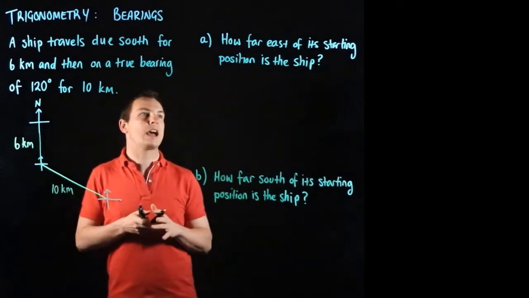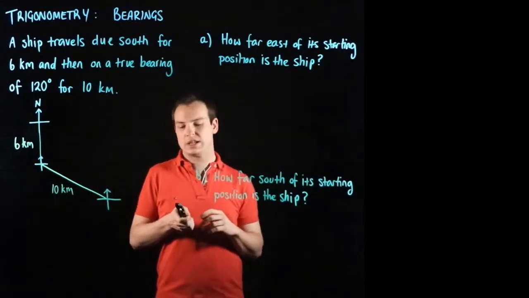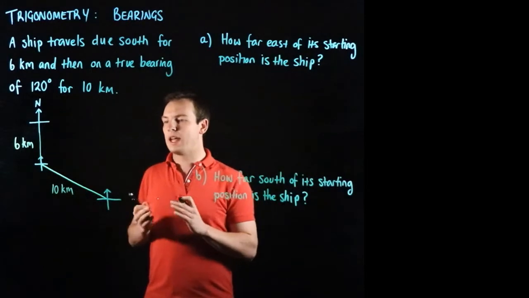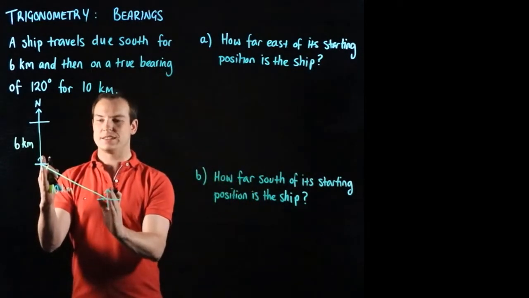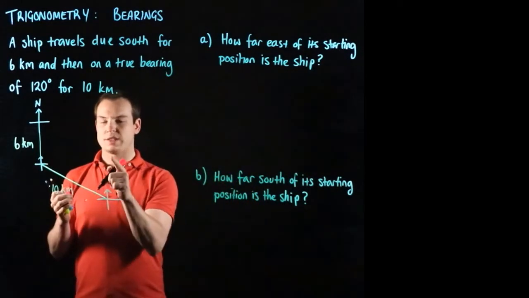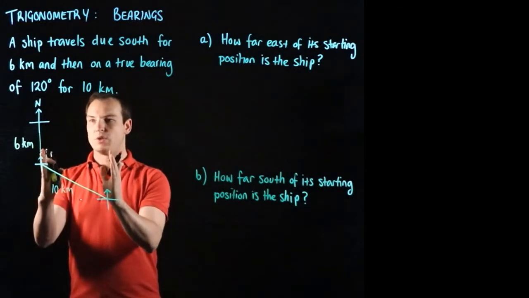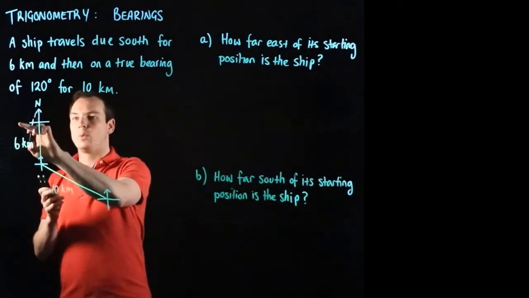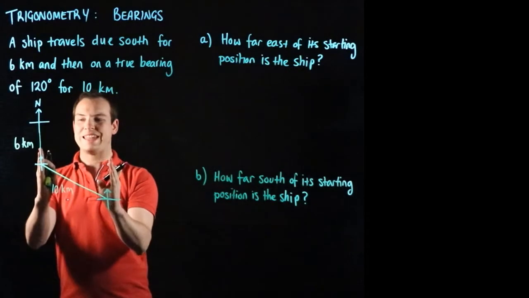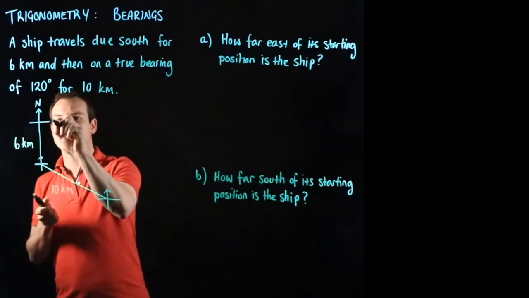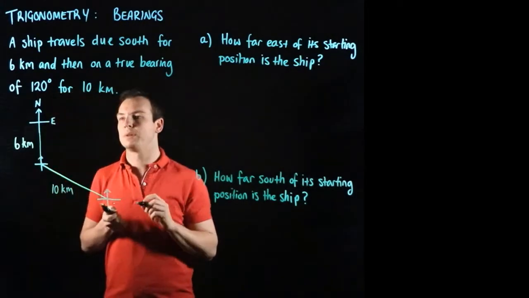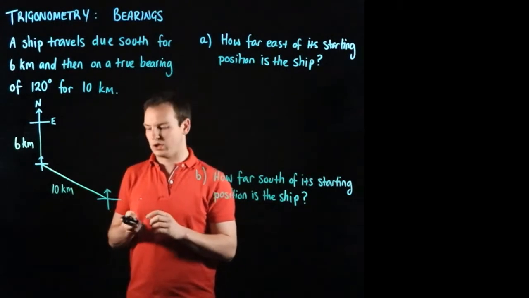So the first question is how far east of its starting position is the ship? So how far east is this distance going straight across our diagram? So this is north-south, west-east. So how far east is how far in this direction did the ship end up? So that's how far east is our question.